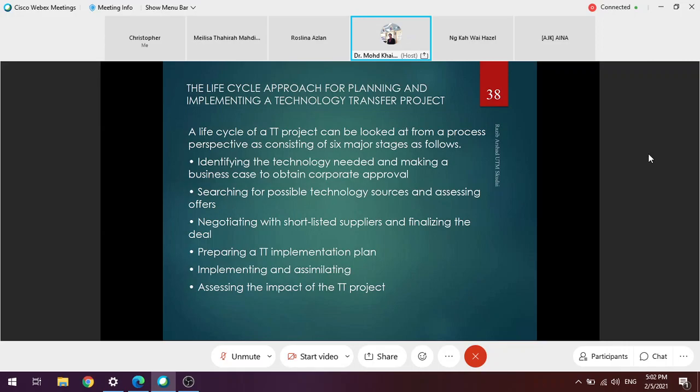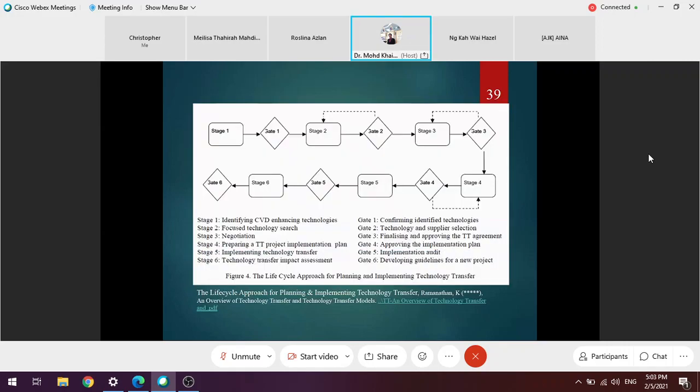Then you go on to implementing and assimilating, and assessing the impact of the technology transfer project. So again, you have to reflect and look again: what is the best thing that you can do? What is the bad thing about this technology transfer? You have to improve and so on through assessing the impact of the technology transfer project. So this is the life cycle approach for planning and implementing technology transfer in detail. You have to do your own revision on this one. I will not display it further.